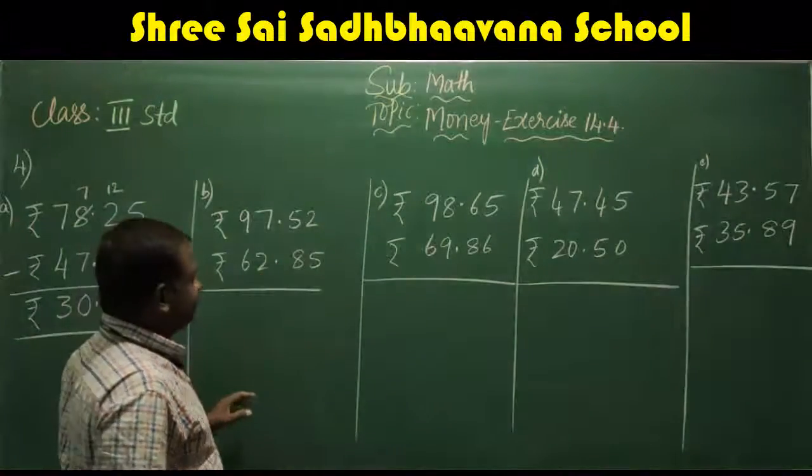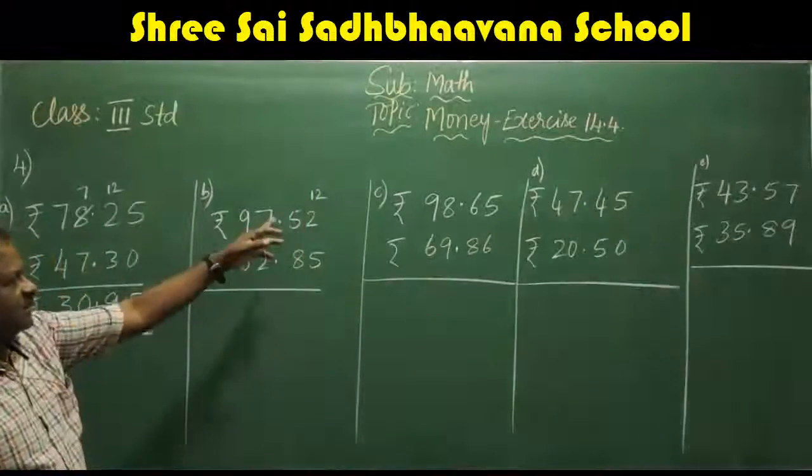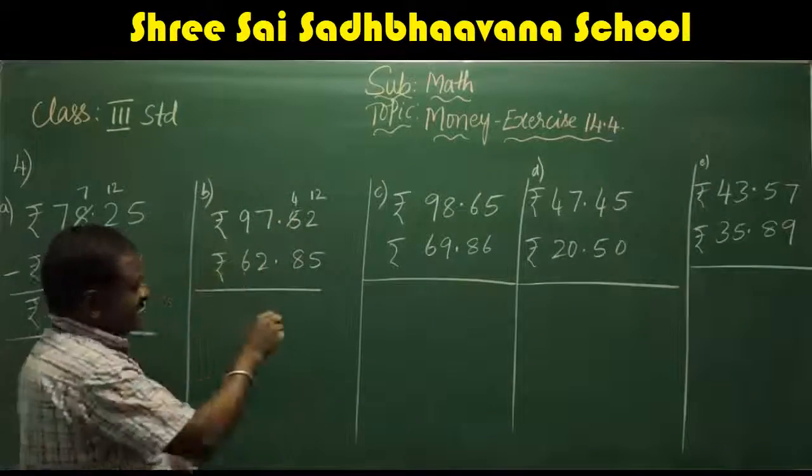Next come to here. 12 minus 5, because from 2 we can't subtract 5. So this becomes 12. This becomes 4. 12 minus 5, 7.